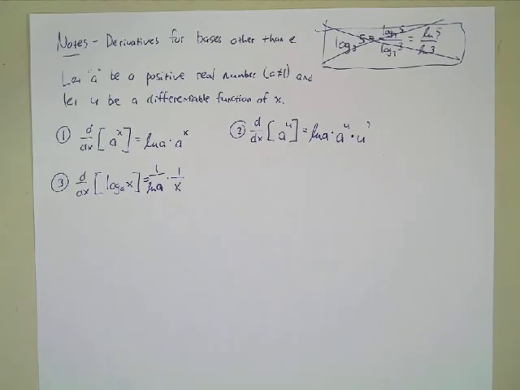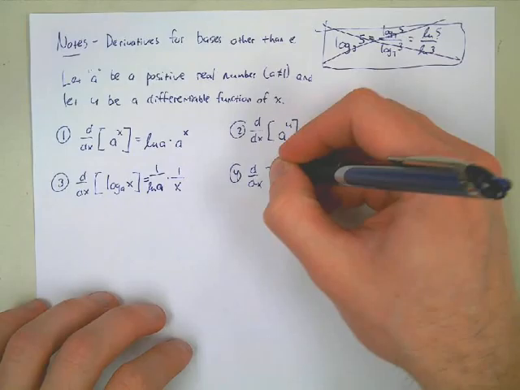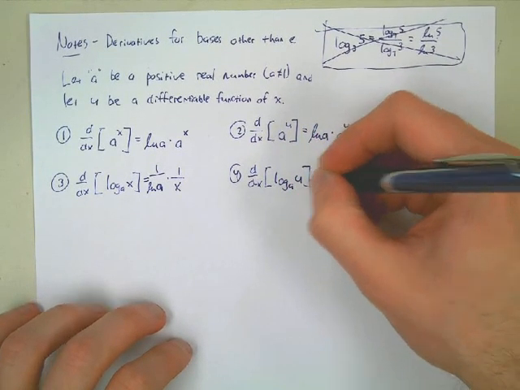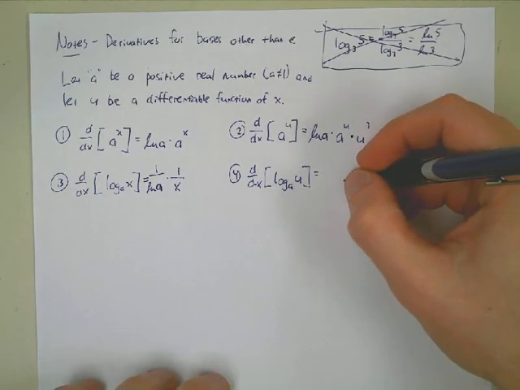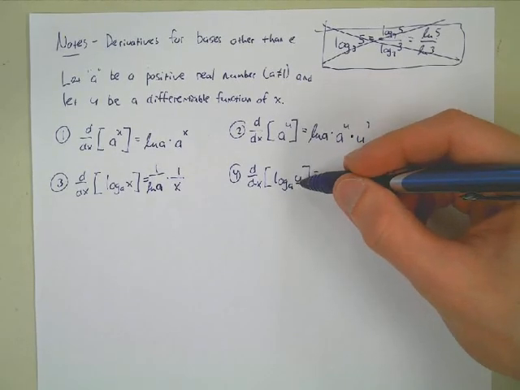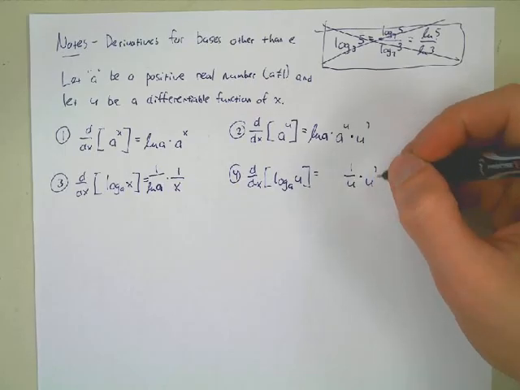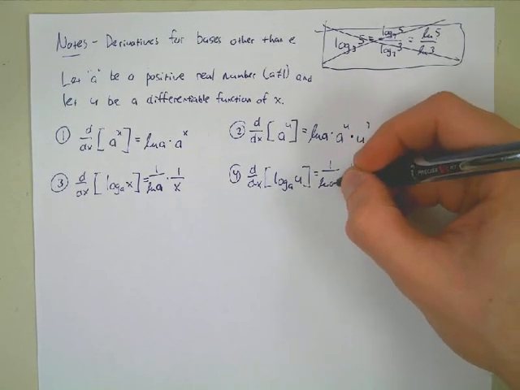That's the idea there. And then, again, more generically, if we have the log base a of u, well, it's going to be 1 over u, like it normally would be, right? If this were natural log, what's the derivative of the natural log of u? It's 1 over u times u prime, so that's all still there. But then just in front, what are we going to have? Times 1 over the natural log of a, that's right.